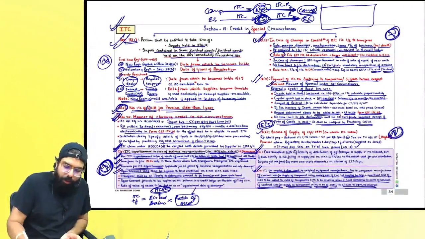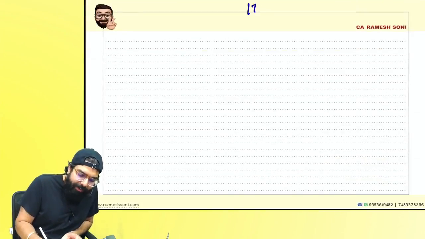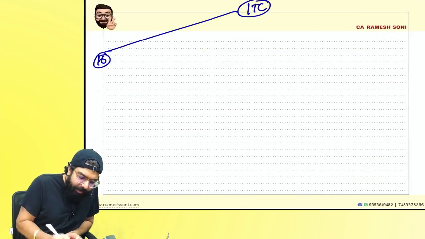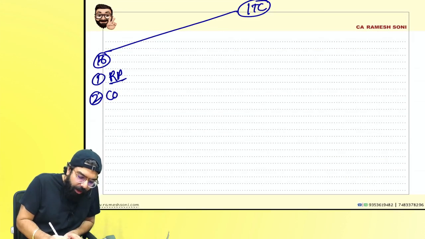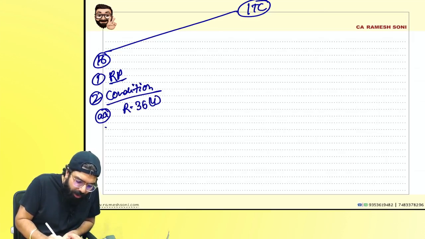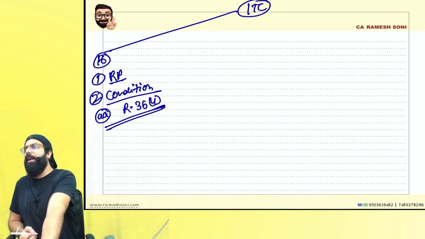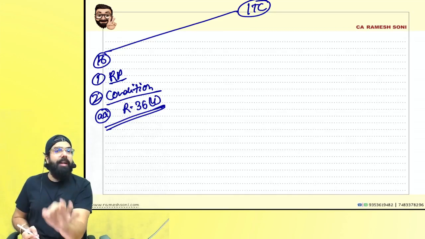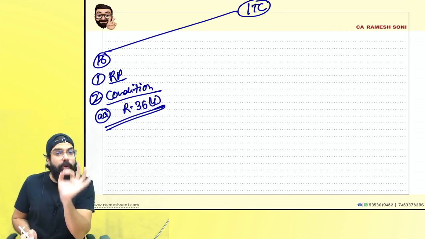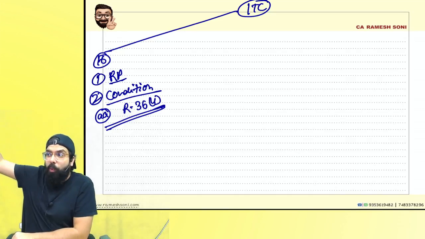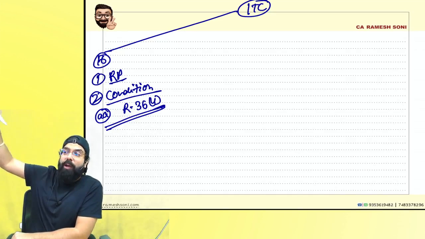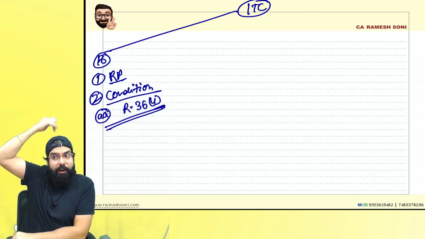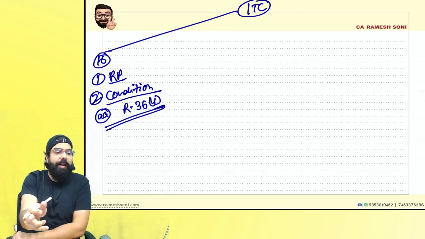We have gone ahead and concluded our discussion on the ITC chapter. ITC chapter, section number 16. Section number 16.1, registered person is eligible. Section number 16.2, condition. In the condition, section number 16.2, AA is inserted, and rule number 36, sub rule 4 has been amended. Basically, what they are trying to tell is, you can take the ITC only if the amount is appearing in your GSTR 2B. Basically, the supplier has filed his GSTR 1, or he has disclosed those details in the invoice furnishing facility, and it is appearing in your GSTR 2B. Only then you can take the credit.